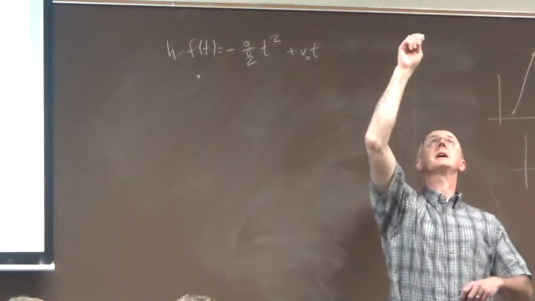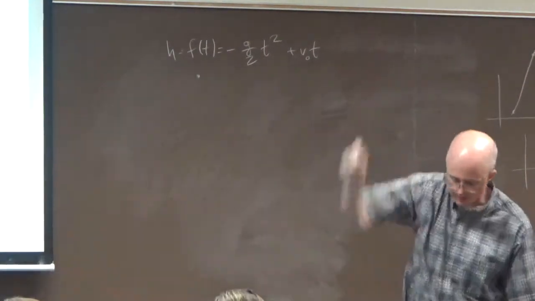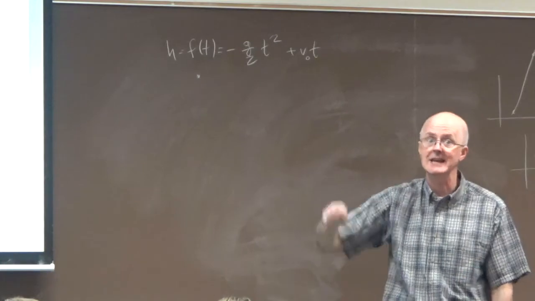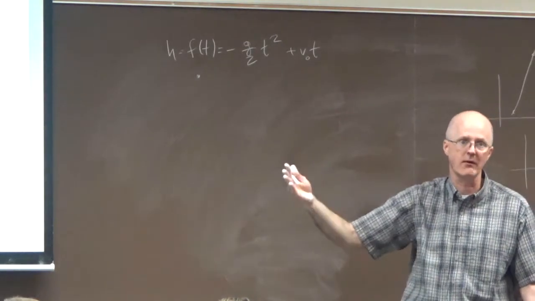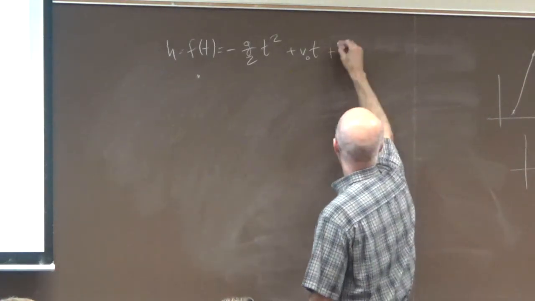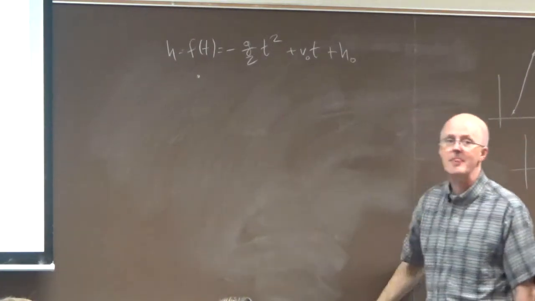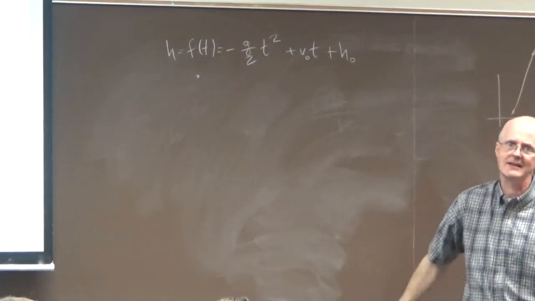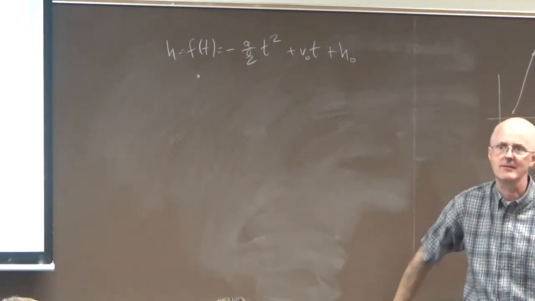If you throw it straight up, that's a positive initial velocity. If you throw it straight down, that's a negative initial velocity. If you drop it, that's a 0 initial velocity. Plus h0, initial height. I'm assuming it's not underground, so h0 can't be negative.